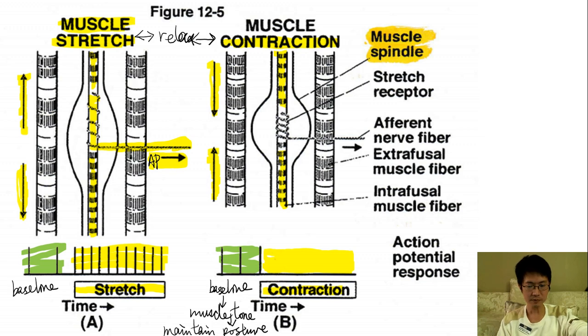So the baseline firing of the action potential in your muscle gives you the muscle tone. Muscle tone gives you the posture.